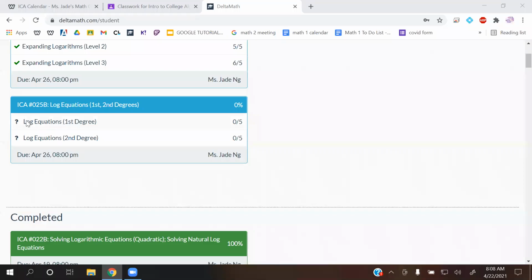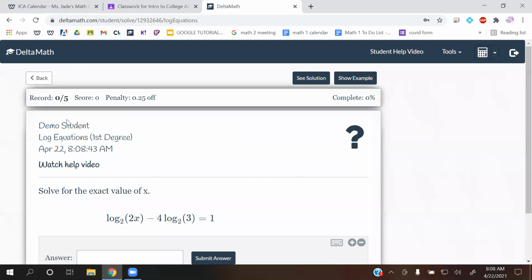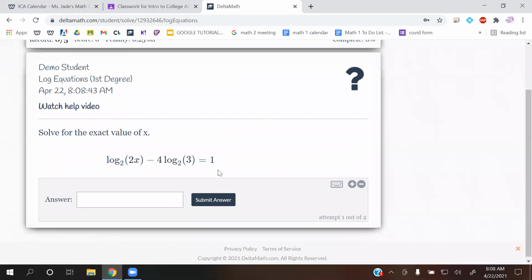Okay, so the first category is log equations, first degree. We have to solve for the value of x, and we're given this log equation. The first thing you want to do is condense everything. Remember, we practiced condensing logarithms last week. We're going to practice condensing it first before we change it into exponential form and then solve for x. So let's condense this.